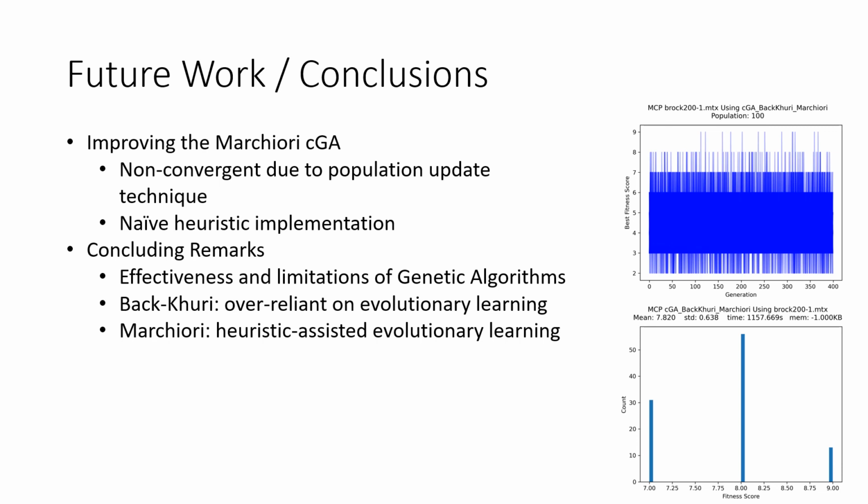However, this final project does illustrate the importance of using heuristics and incorporating them with genetic algorithms. It illustrates the limitations of genetic algorithms, where they can learn to find meaningful solutions, they can learn to find solutions very effectively, but they need some level of support to do so meaningfully. In my case, Back Khuri fitness and its genetic algorithms that I tried were over-reliant on evolutionary learning, and as a result prevented learning meaningful solutions, and instead found trivial ones. The incorporation of heuristics with Marchiori circumvented that and allowed for meaningful clique sizes to be found.